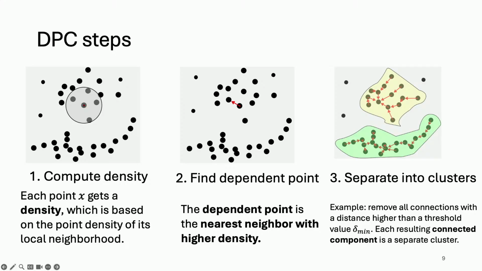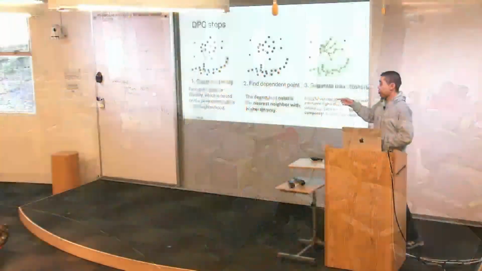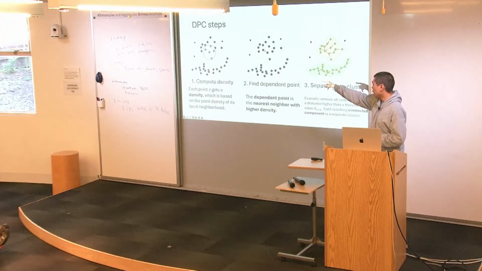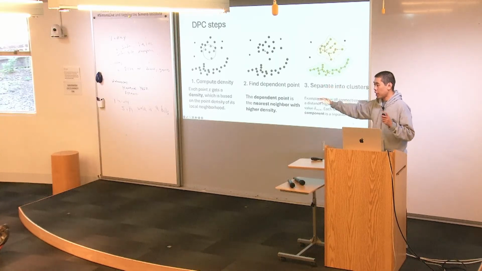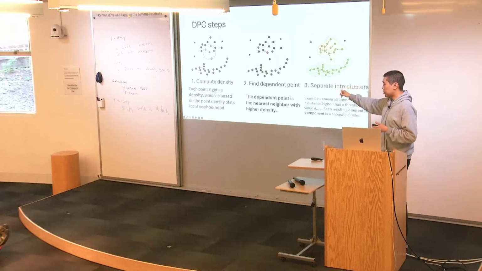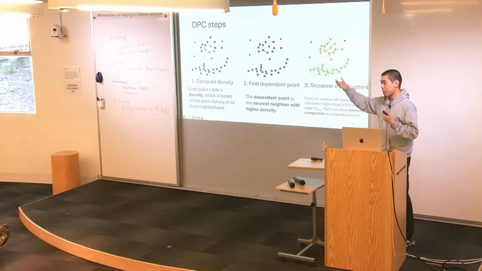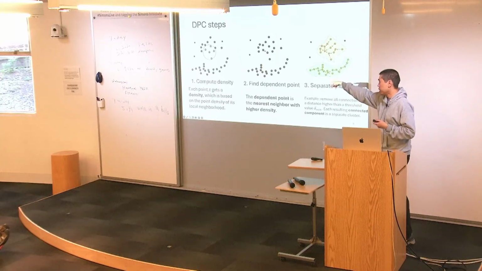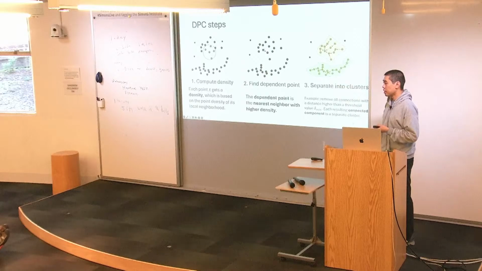Yeah, question? The dependent point is the point of highest density that's in your circle, or? It doesn't have to be in your circle. So everyone's going to compute a density, so everyone's going to have some number. And then in the second step, you want to find the nearest neighbor that has a higher number than you. So it doesn't have to be in your circle there.